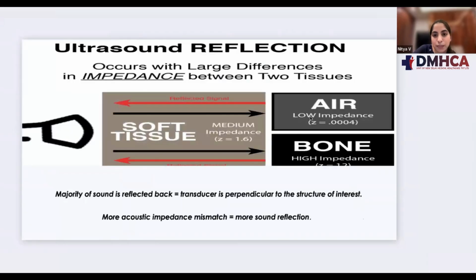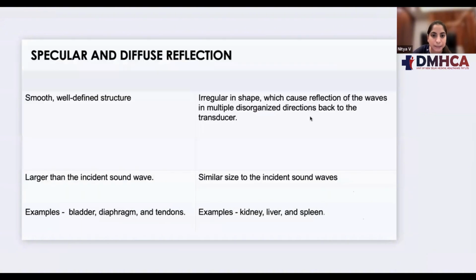We have already discussed reflection and how it happens. It happens because of the change in impedance between two tissues. The greater the acoustic impedance difference between two tissues, the more the reflection. The majority of the sound wave is reflected back when the transducer is perpendicular to the structure of interest. When we want to see the liver better, we keep the probe perpendicular to that structure, so that more sound wave is reflected back and we can visualize the whole structure very clearly.